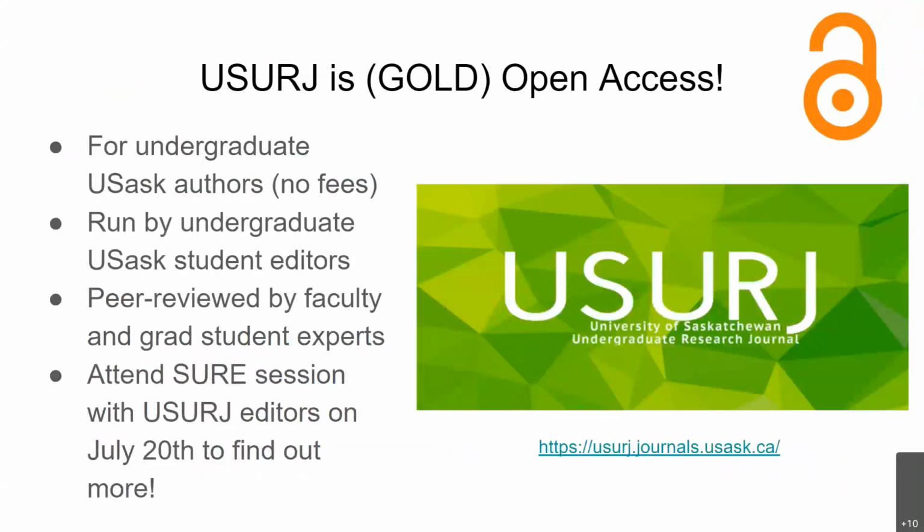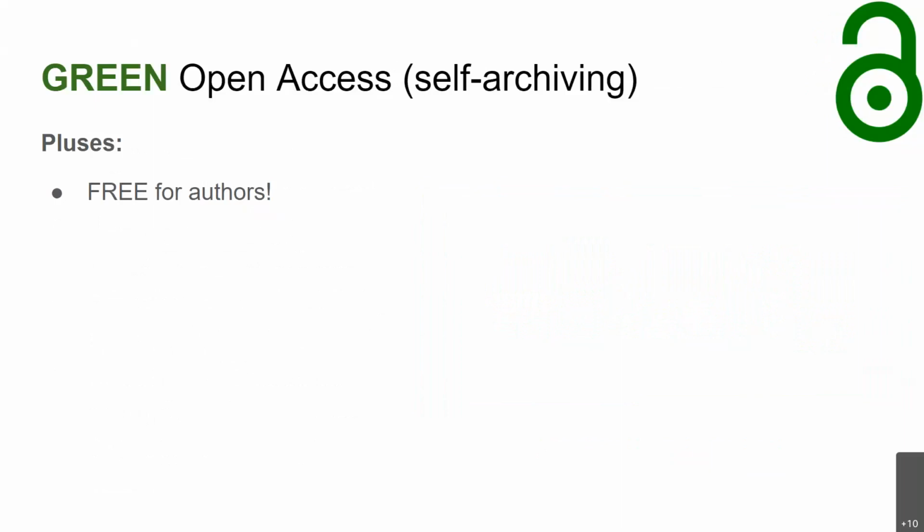So let me talk quickly about USurge, an undergraduate research journal produced here at the University of Saskatchewan. You will have a session later on in July about this journal. This is a gold open access journal with no fees for authors, and it's also run by undergraduates here at the university. Okay, so this is a great option for you if you have an article that you're looking to publish. They will tell you more about that on July 20th.